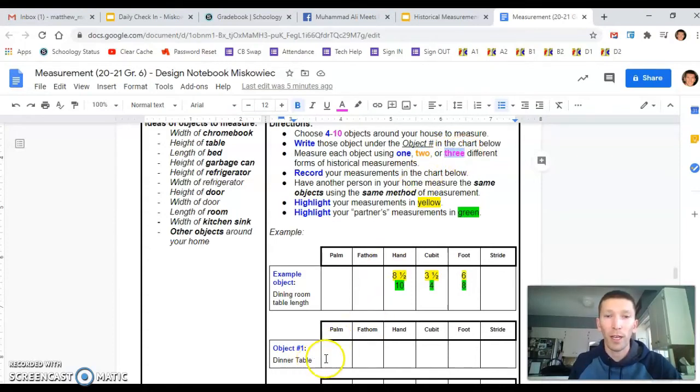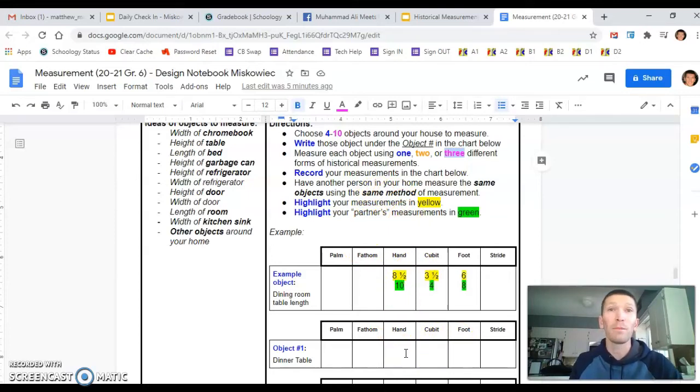For the dinner table, I could do any of these ways to measure: palm, fathom, hand, cubit, foot, or stride. 3 of them would be aspire to do. And then you need to record your measurement in this chart below. I will do a sample of that in a moment.